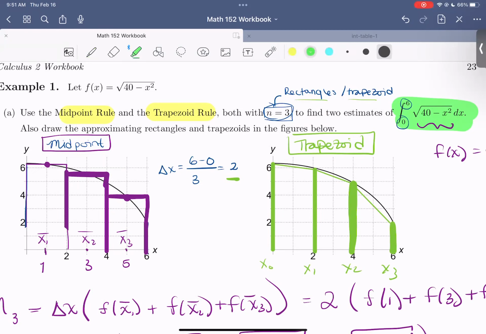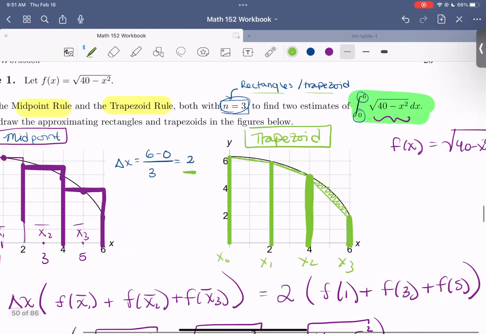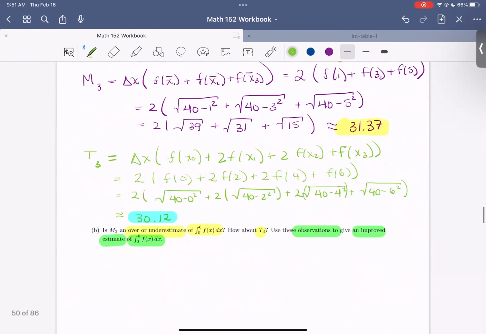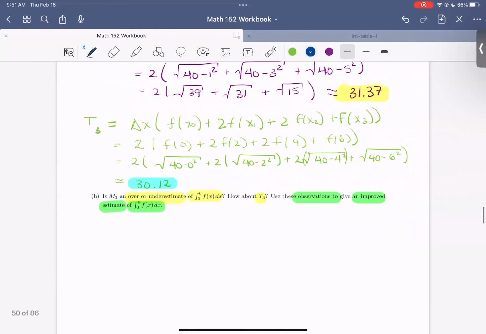So one thing we can observe is that in our trapezoids, all of these trapezoids are under the area of our integral, or are less than the area that we're actually wanting to approximate. So we missed this area here. So that means our approximation is actually an underestimate. So T3 is an underestimate. So we can go ahead and write that out. So T3 is an underestimate.